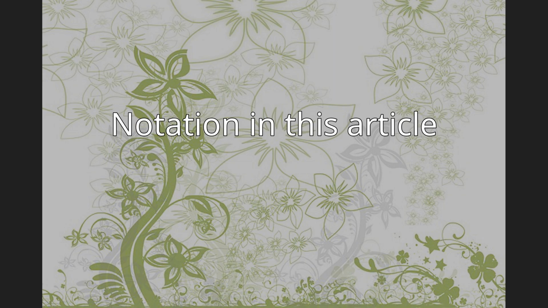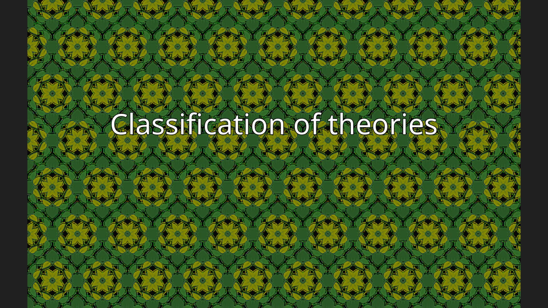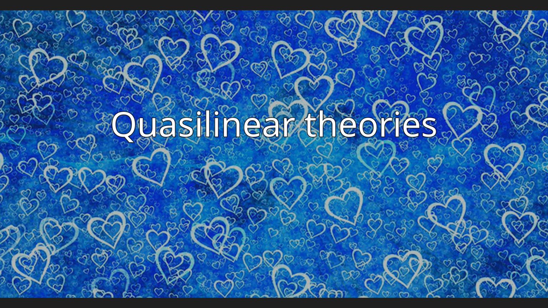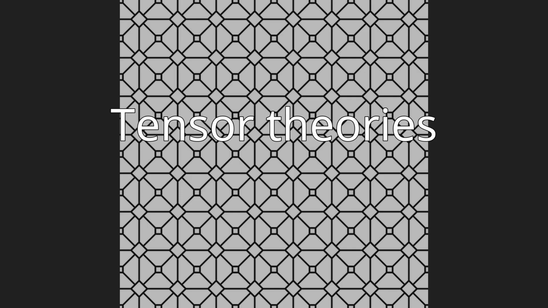Notation in this article. Classification of theories. Theories from 1917 to the 1980s. Scalar field theories. Bimetric theories. Quasilinear theories. Tensor theories. Einstein's general relativity is the simplest plausible theory of gravity that can be based on just one symmetric tensor field, the metric tensor. Others include Starobinsky R+R2 gravity, Gauss-Bonnet gravity, f(R) gravity, and Lovelock theory of gravity.